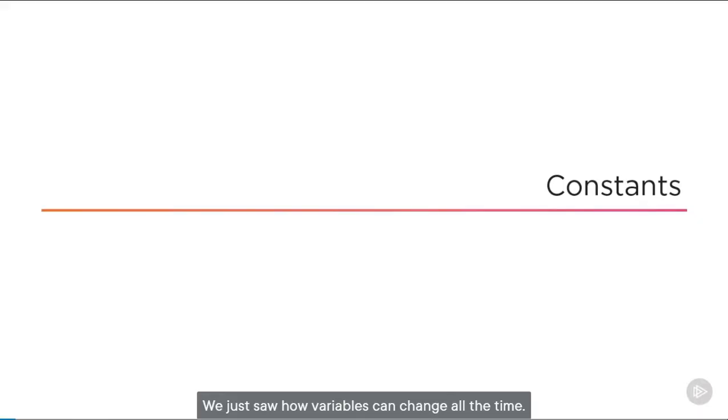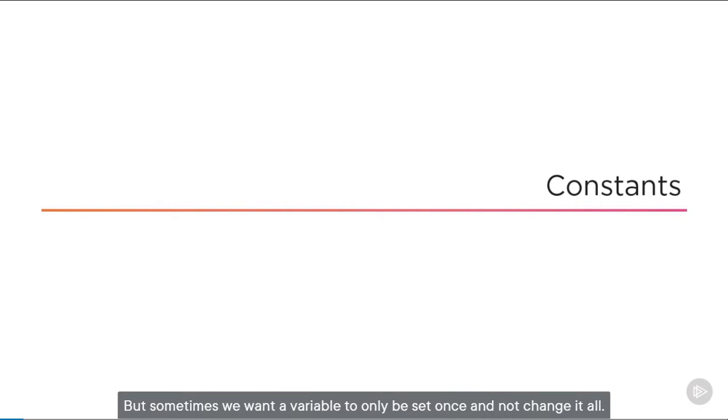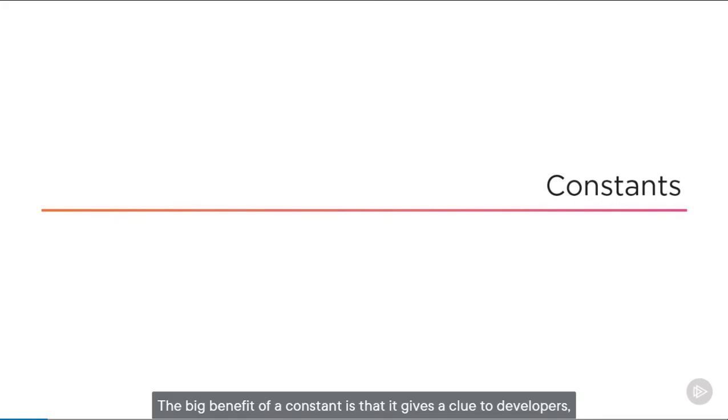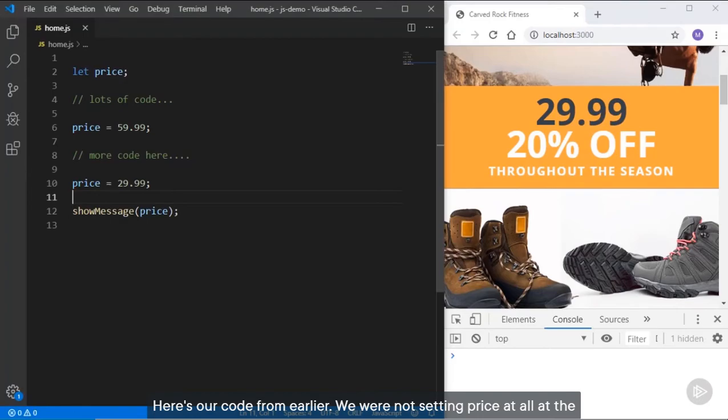We just saw how variables can change all the time, but sometimes we want a variable to only be set once and not change at all. In that case, we use a constant. The big benefit of a constant is that it gives a clue to developers, especially developers looking at your code in the future, that something is not supposed to change. Let's take a look at this in Visual Studio Code.